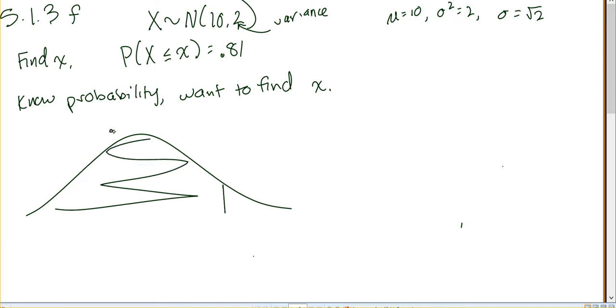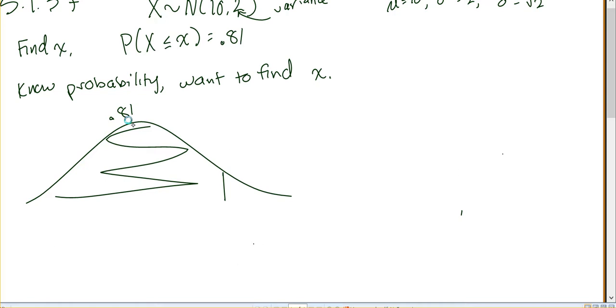Okay, so intermediate step is, well, first we draw a picture and we say, okay, we know that this area to the left is 0.81. Intermediate step is always find z. It doesn't matter if you know x and you want to find the probability or you know the probability you want to find x. Z is always our intermediate step. So 1, draw a picture. 2, find z.